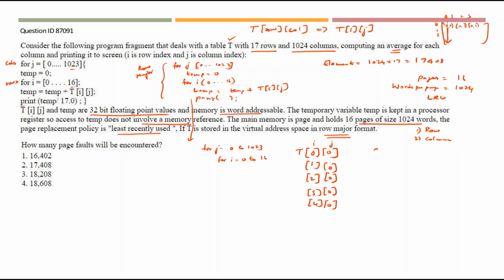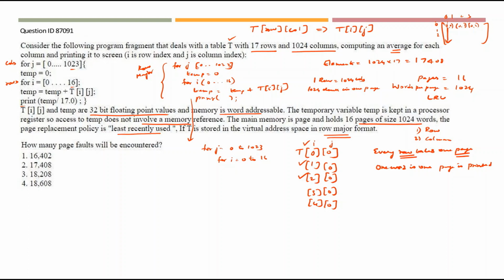Here every row takes one page. One row has 1024 columns. It means 1024 elements are present in one page, because a page has 1024 words and the memory is word addressable. All these are information in the question. Since every row takes one page, one word in one page is printed. So 0,0 is printed in the 0th page. 1,0 is printed in the first page. 2,0 is printed in the second page. Whenever I access a new row, it means I am accessing a new page.